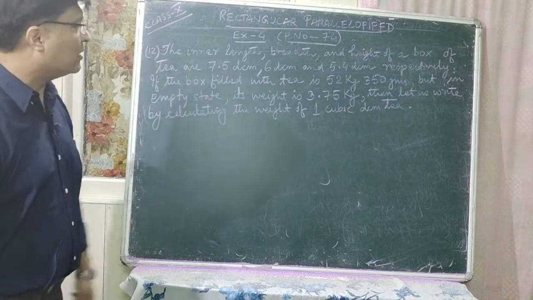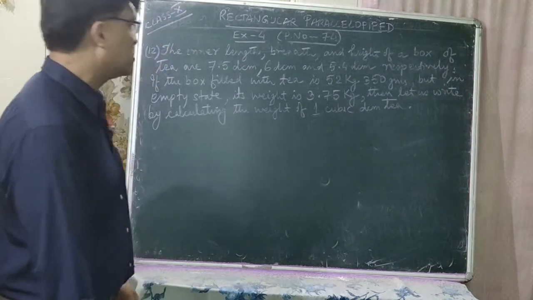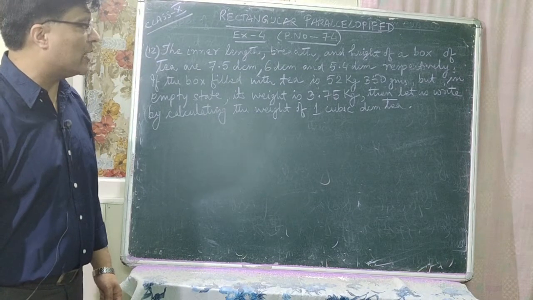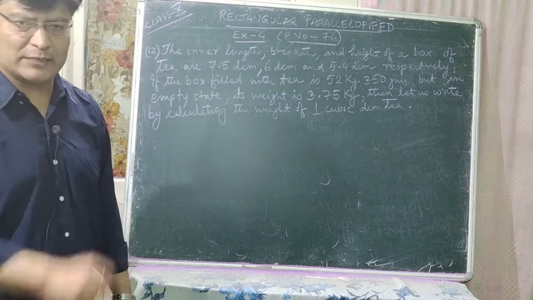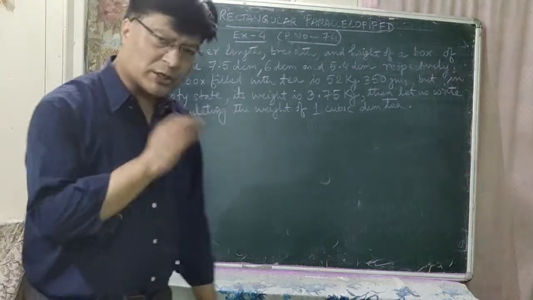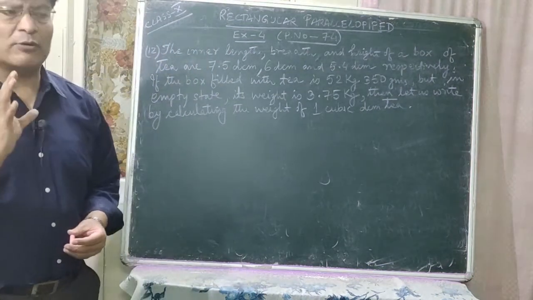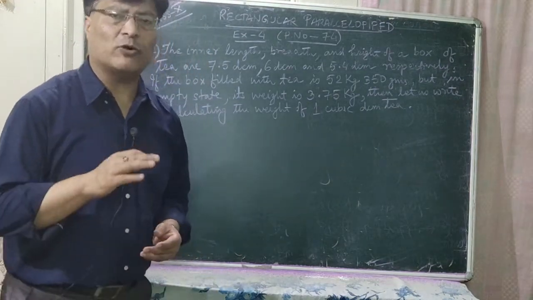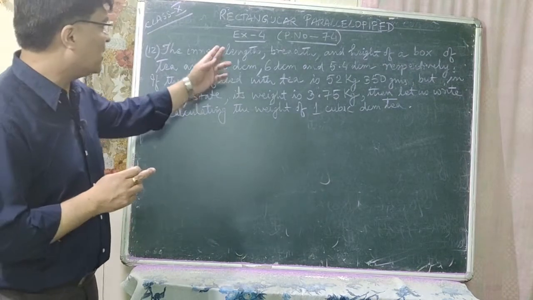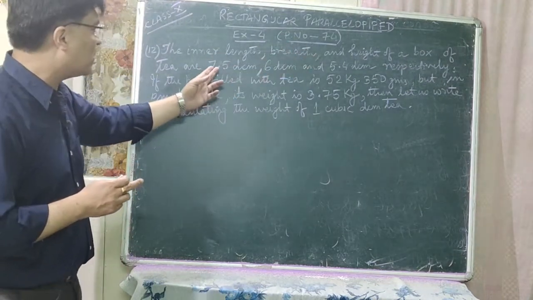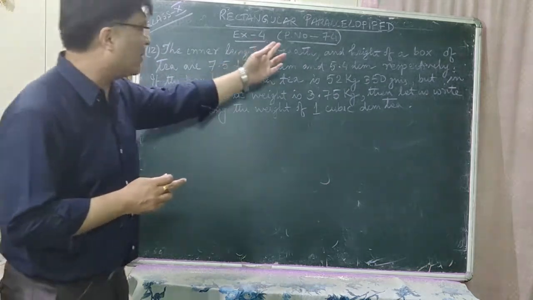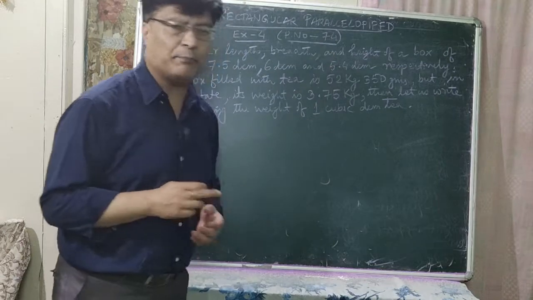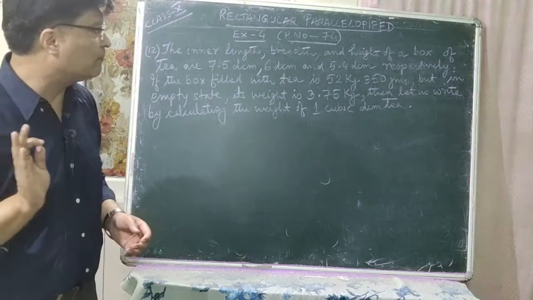The question is, the inner length, breadth and height of a box of tea are 7.5 decimeter, 6 decimeter and 5.4 decimeter respectively. When we say a box, what kind of box do we imagine? It is of shape rectangular parallelopiped or cuboid. So what is the length of that box? Length of that box is 7.5 decimeter. What is the breadth of that box? It is 6 decimeter. What is the height of that box? It is 5.4 decimeter. Is that clear?